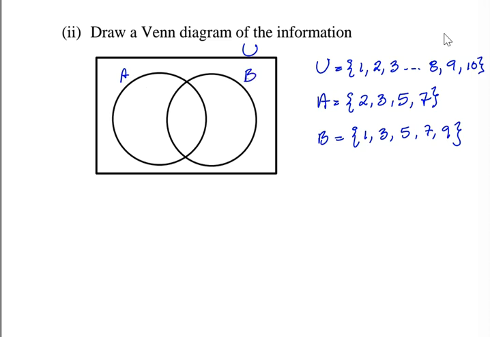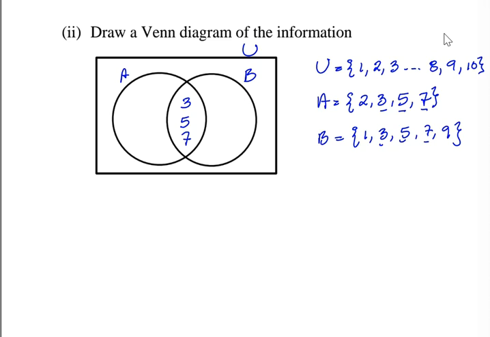All right. The first thing I would do is identify the elements which are common to both A and B. So we have 3, 5, and 7. So those elements go in the middle here. 3, 5, and 7 here. Those are elements which are common to both A and B, which are in A and are also in B.